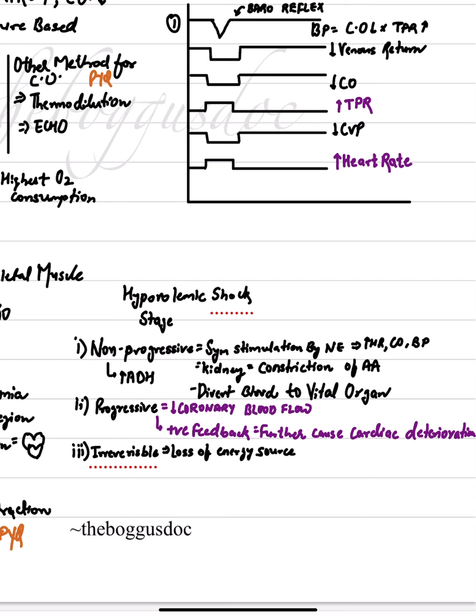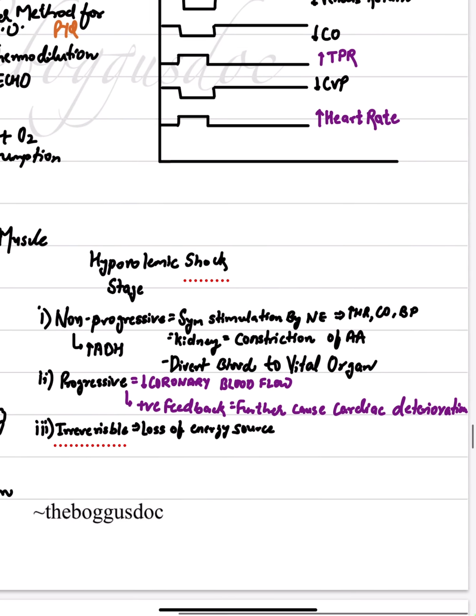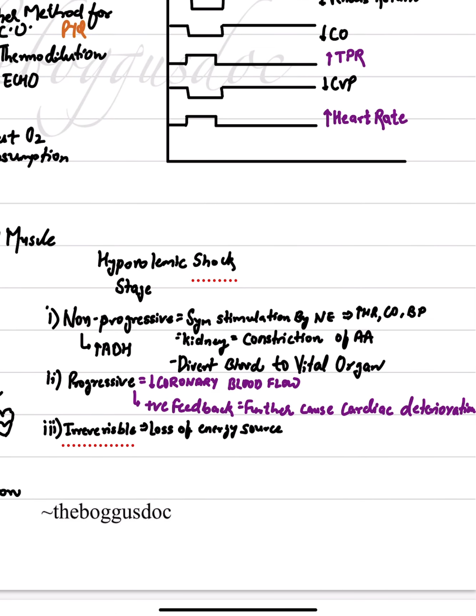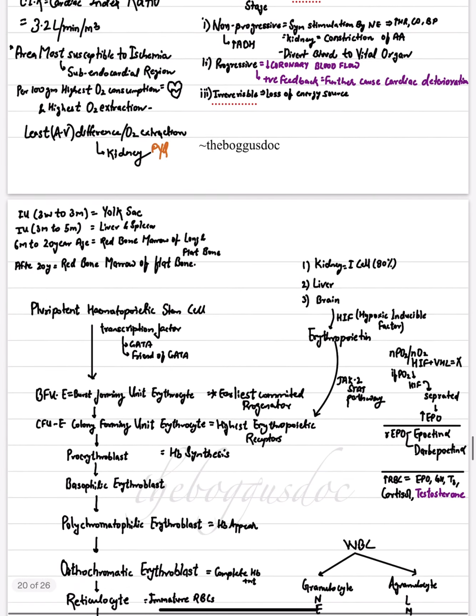In the progressive stage, if the hypotension is still progressive and someone is still losing blood, it will lead to decreased coronary blood flow, which means positive feedback starts and causes further cardiac deterioration. If we go into the irreversible phase, there is loss of energy source and the patient succumbs.